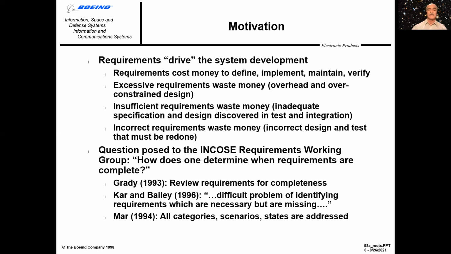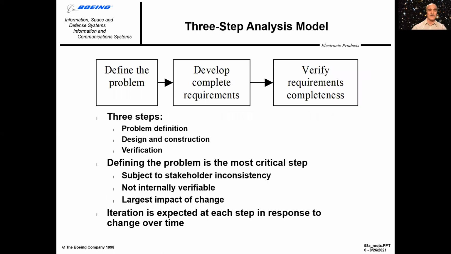So if you go and listen to the prior two papers on anomaly handling and failure identification, the idea of completeness of requirements comes through very strongly in both of those papers. And this paper is intended to tie those together and make it clear how you achieve completeness of requirements. So it's a three-step process to get complete requirements. Define the problem. This is absolutely key. From that problem definition, develop complete requirements, and then verify that the requirements are complete.